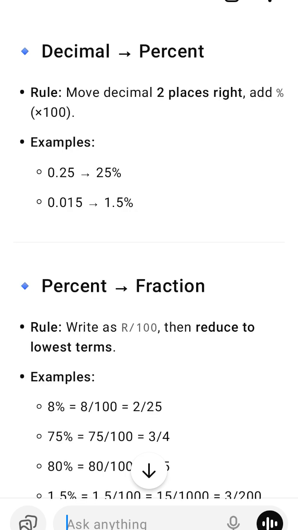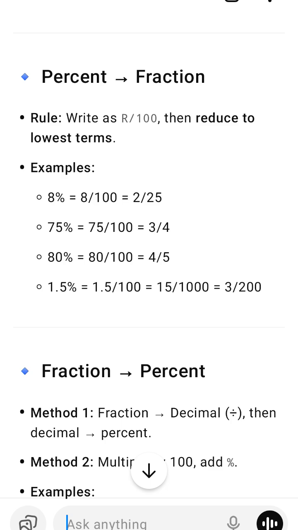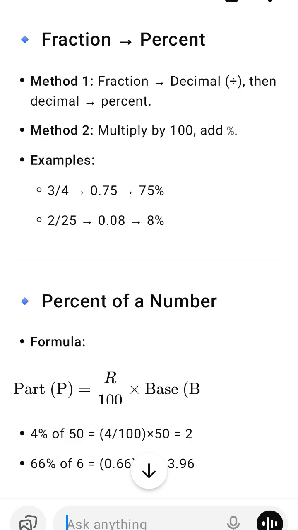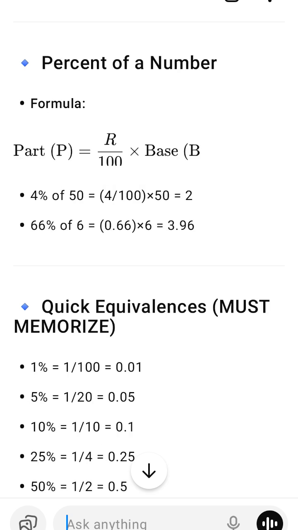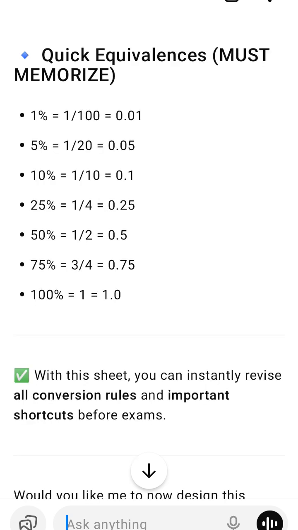Quick equivalences, must memorize. 1% equals 1/100 equals 0.01. 5% equals 1/20 equals 0.05. 10% equals 1/10 equals 0.1. 25% equals 1/4 equals 0.25. 50% equals 1/2 equals 0.5. 75% equals 3/4 equals 0.75. 100% equals 1 equals 1.0.